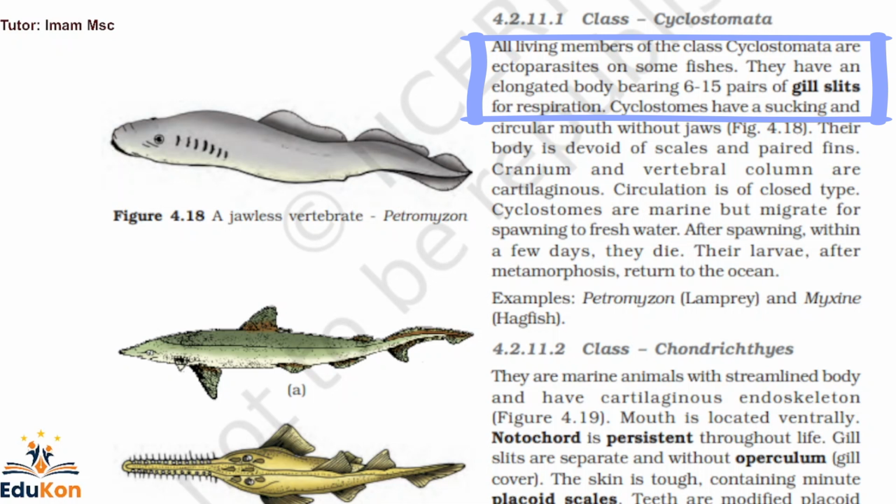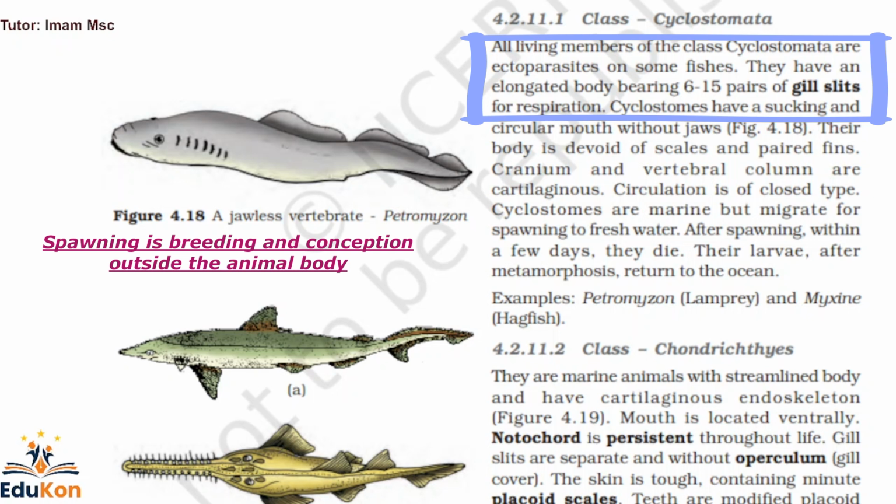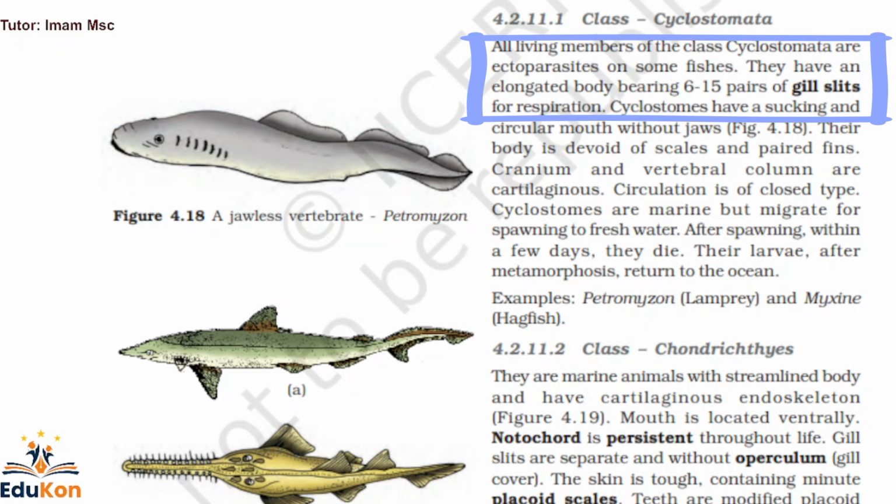Cranium and vertebral column are cartilaginous. Circulation is of closed type. Cyclostomes are marine but migrate for spawning to fresh water. After spawning, within a few days they die, meaning the adult animal will die. Their larvae after metamorphosis return to the ocean. So we have examples here: Petromyzon, which is also called lamprey, and Myxine, whose common name is hagfish.